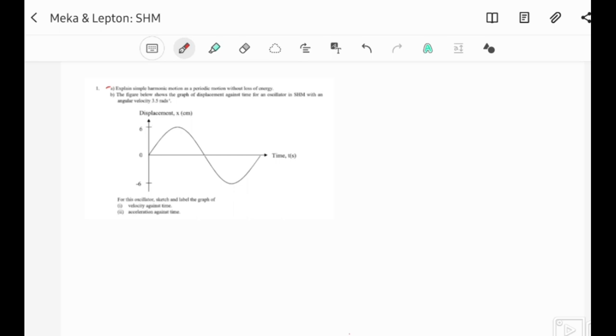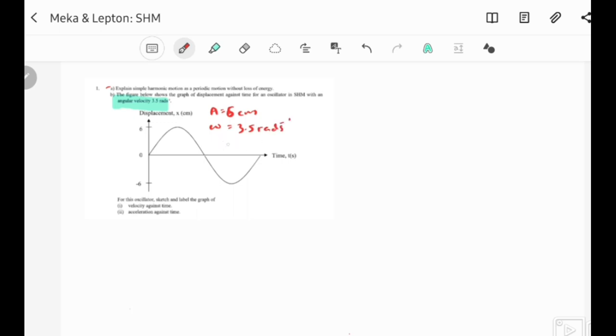So, kita ada figure of graph displacement time. So, info yang dia bagi dekat sini is the angular velocity 3.5. So, apa info yang kita boleh dapat from the graph? So, kita boleh dapat, okay, displacement dia, amplitude 5.6 cm. So omega dia bagi 3.5 radian per second.